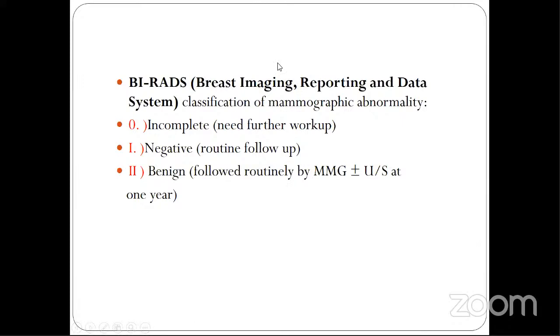So the patient comes to you complaining, whatever the complaint, just pain, mass, cyst, and you decide to do mammography for the patient, and you have the report as BI-RADS 2. You tell the patient you have a lesion in the breast, benign, have to do routine mammography, and you can add ultrasound at 1 year. But if 0, incomplete.